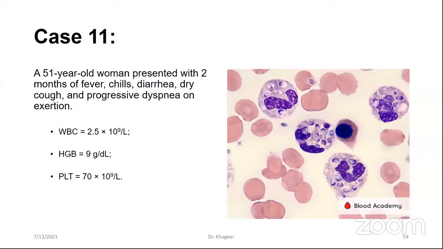Smudge cells could be of any type of cell, mainly lymphocytes, but yes, it can be any type of cell. Sometimes you will find ruptured neutrophils, eosinophils and basophils with the same process. Okay.